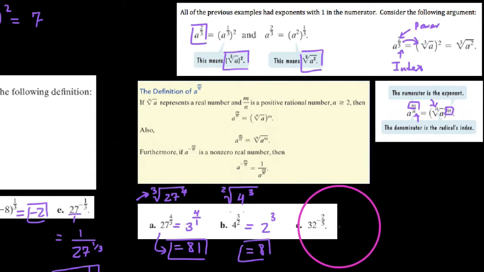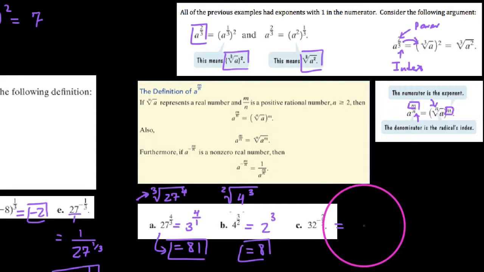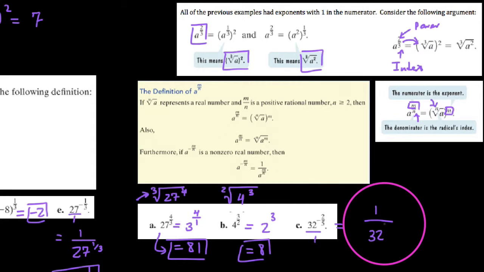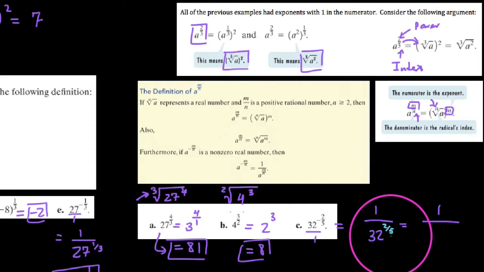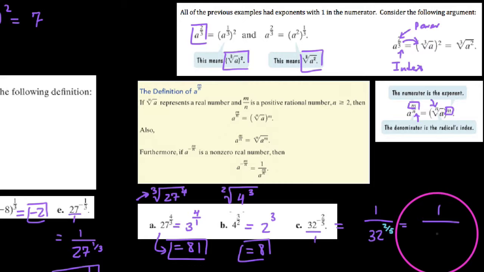And then for this last example here, using our properties of exponents, the negative exponent rule says that we're going to take this base and we're going to move it downstairs to the denominator. So now this is 32 to the positive 2/5. We're going to treat this the exact same way. We're going to start by taking the 5th root of 32. The 5th root of 32, what could you take times itself 5 times and get 32? Is 2, and then we say square the 2, you get 4.